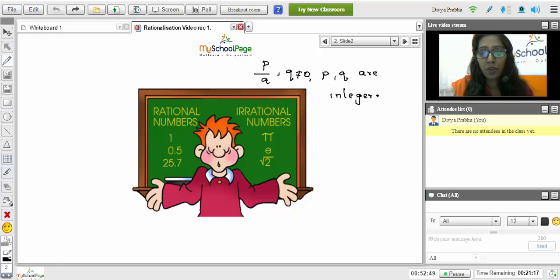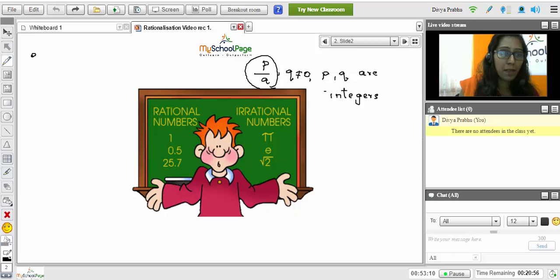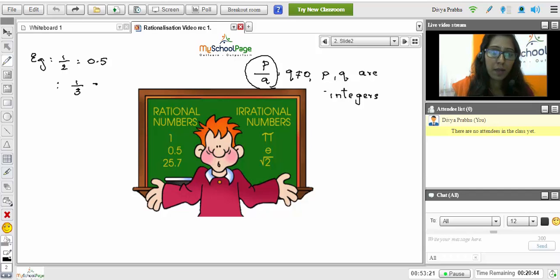Coming to the higher grades, let's redefine rational numbers a little. How will we redefine? Let's simplify p by q. What will I get if I divide p by q? I will get a decimal expansion. For example, we have 1 by 2. How much do I get when I divide it? Obviously we get 0.5.